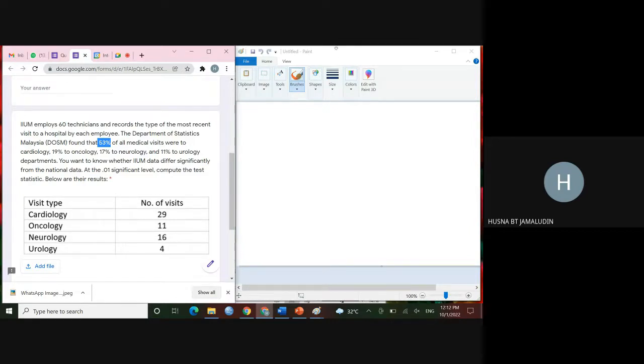So how to compute? As I mentioned to you, for goodness of fit, the trickiest part is to compute your FO and FE. So what is your FO? Tell me, what is your observed frequency? 29, 11, 16, and 4. You shouldn't get it wrong. This should be right because it is there. Observed means the number that you can observe.